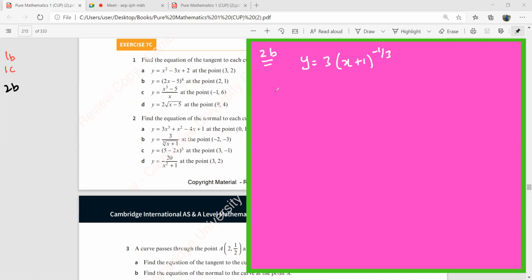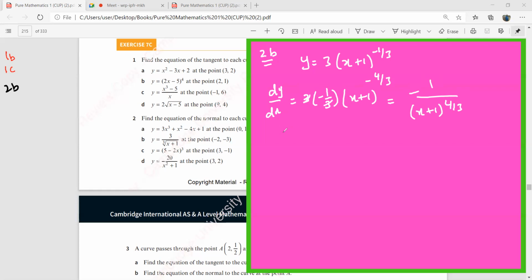So this is going to give you dy by dx. Basically, you guys are facing problems in differentiating, so you really need to go back to exercise 7a and b, okay? So this is 3 into minus 1 over 3 into (x plus 1) raised to power minus 4 over 3, okay? So we have minus 1 over (x plus 1) raised to power 4 over 3.